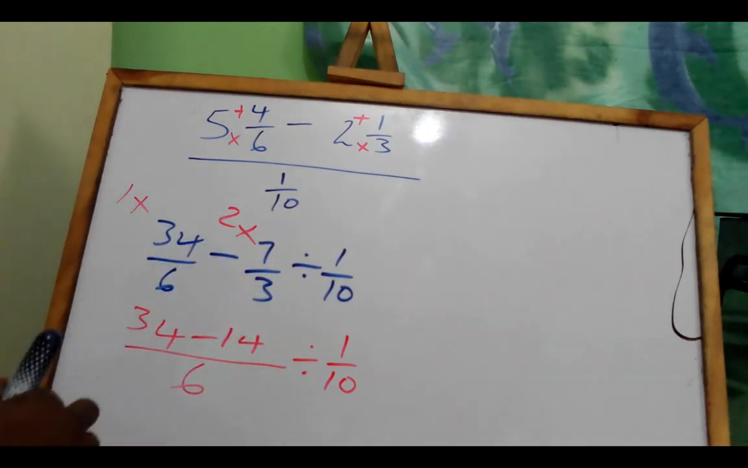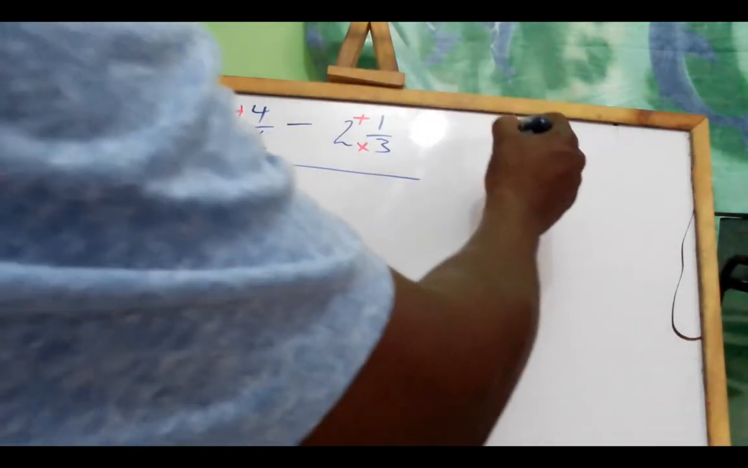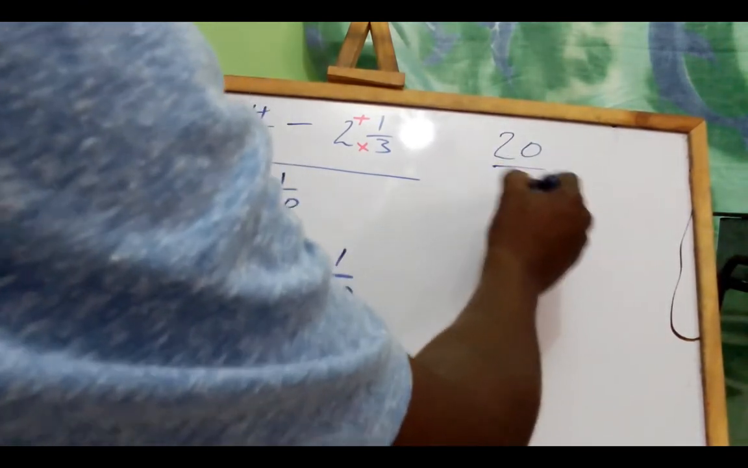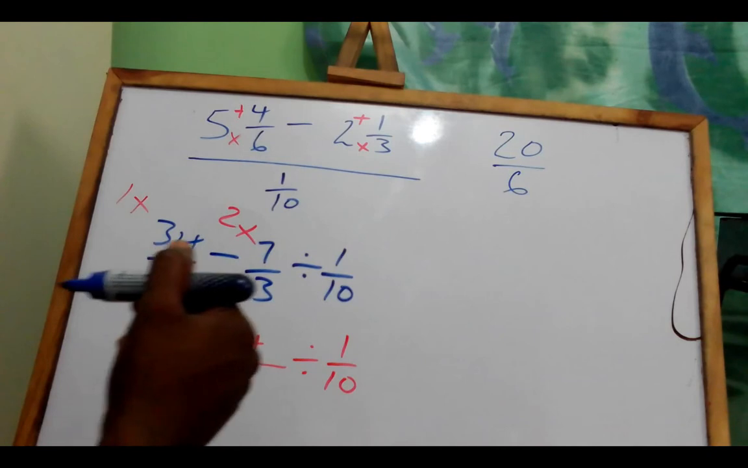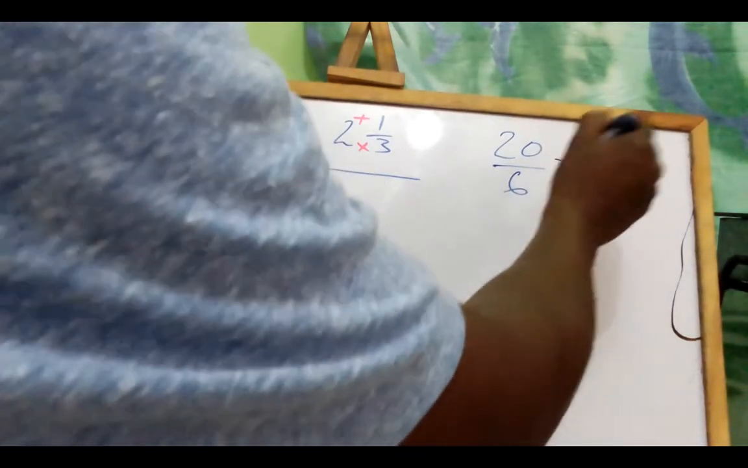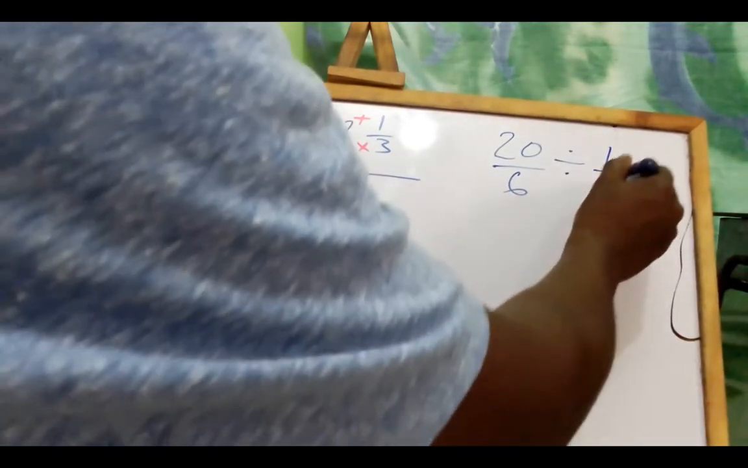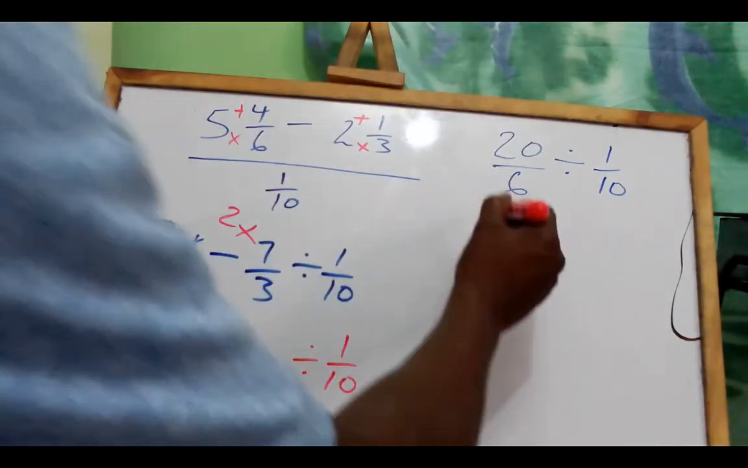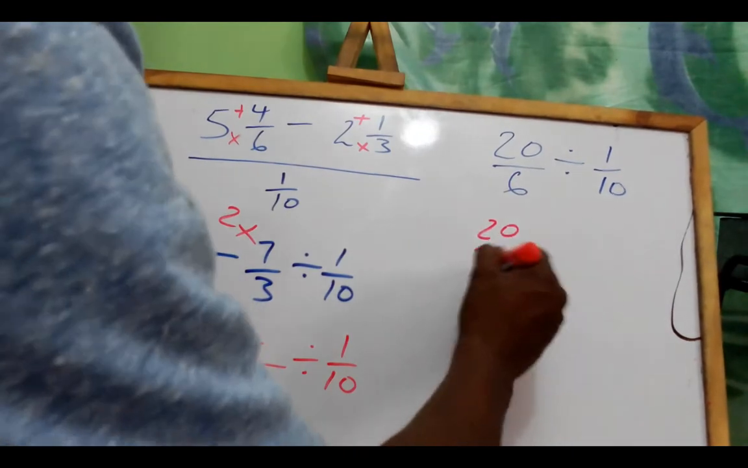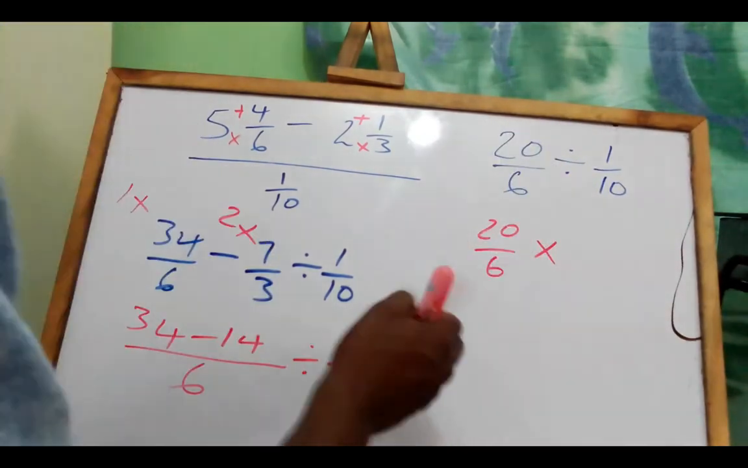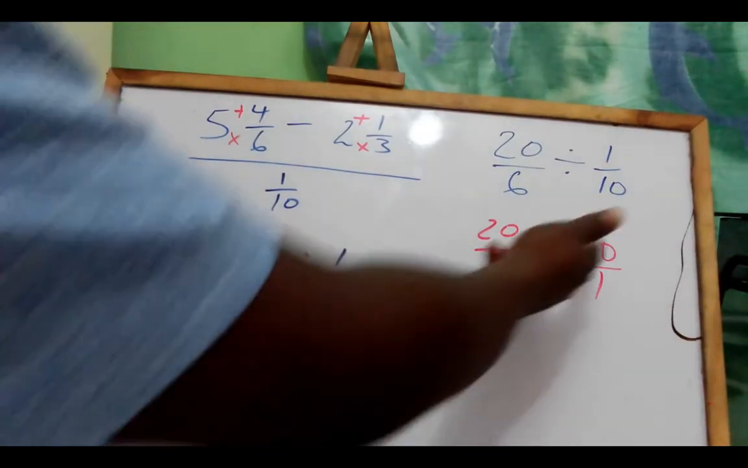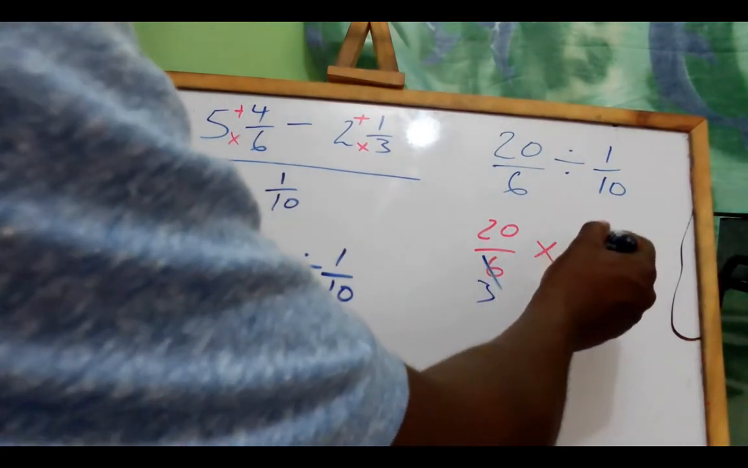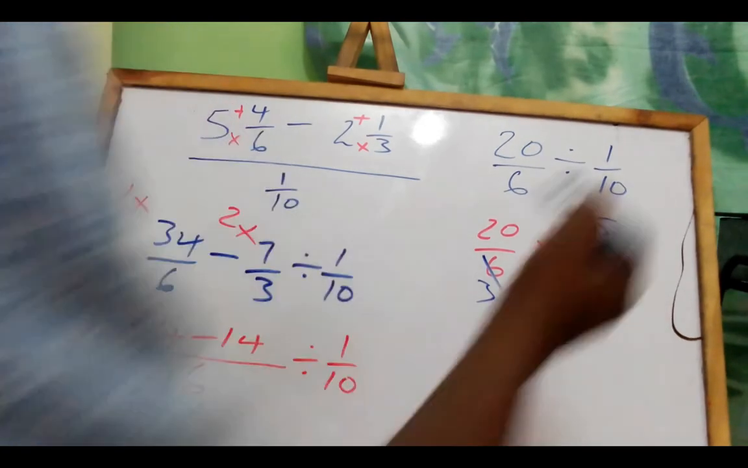34 minus 14 leaves 20 over 6 divided by 1 over 10. Now we are going to rewrite 20 over 6, change the sign to multiplication, 1 over 10. 2 and 10. 2 into 6 goes 3 times, 2 into 10 goes 5 times.